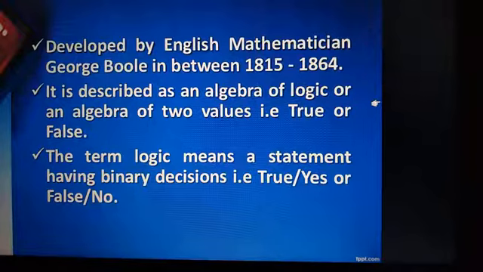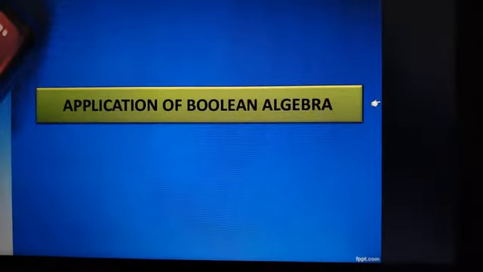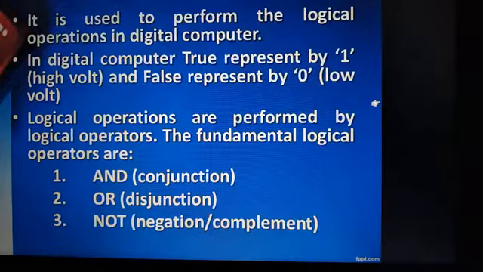Once again, I want to repeat what Boolean logic means. Boolean logic means the statement having a binary decision. Having a binary decision means it takes either 1 or 0. Now see the application of Boolean algebra, where it is used. It is used to perform logic operations in the digital computer.